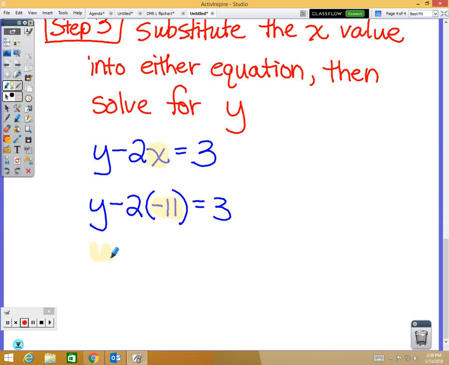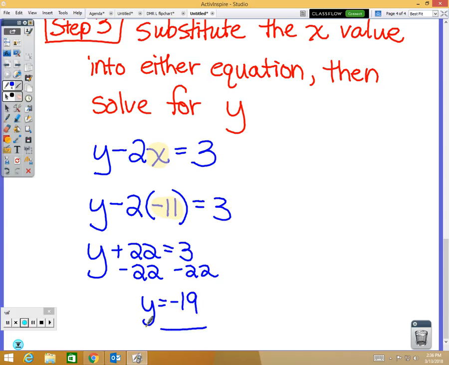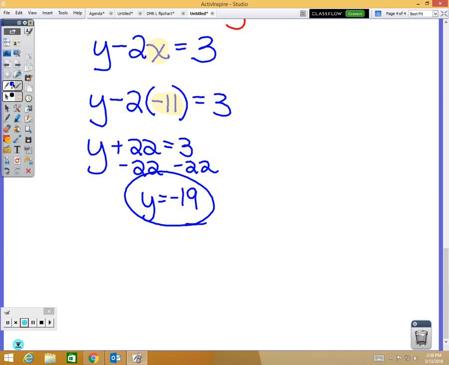So, whoops, I don't want highlighter. So what is -2 times -11? Positive 22. And then how do I get y by itself? So y equals -19. So finally we have our ordered pair. This is it. This is the final step. Write the ordered pair.